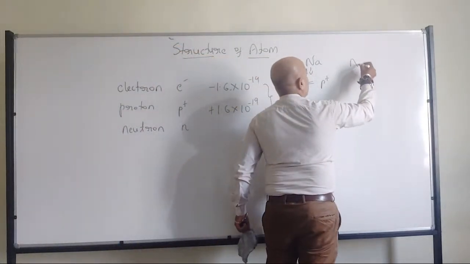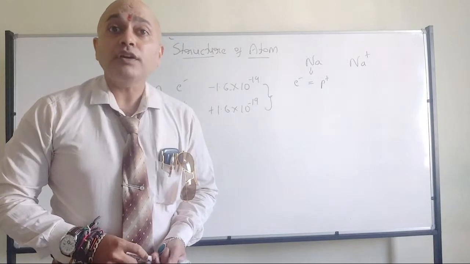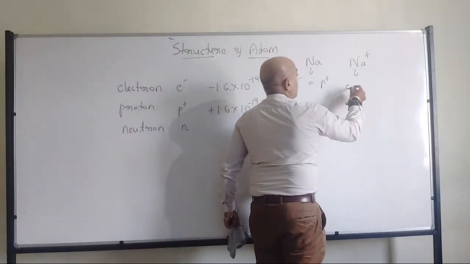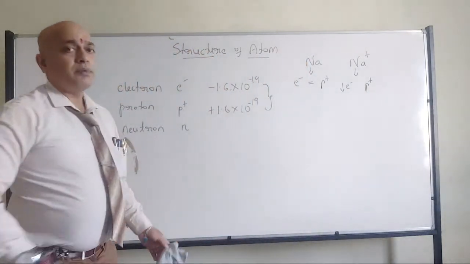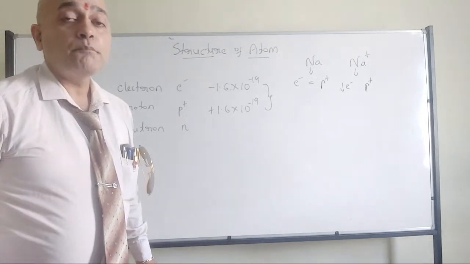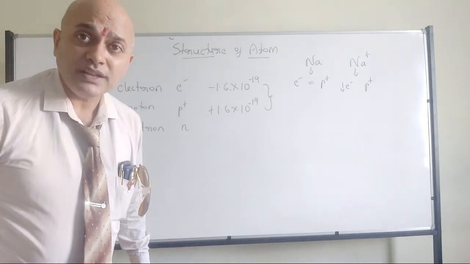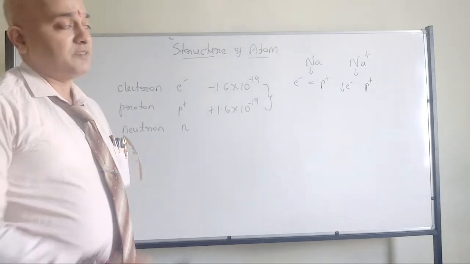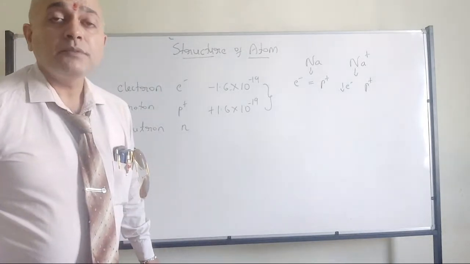But if I write Na plus, that means I am not talking about the sodium atom. Now I am talking about the sodium ion. Right? Na plus. Here the number of electrons got decreased and the number of protons remains the same. The number of electrons got decreased because an electron has been removed. So it will be represented by a positive charge. Since the number of protons remains the same and one electron has been lost, there will be an excess of one positive charge. So that will be represented by a positive sign.